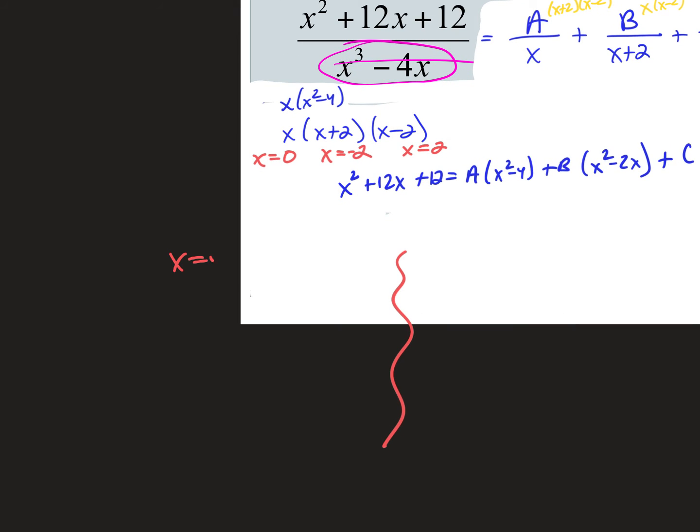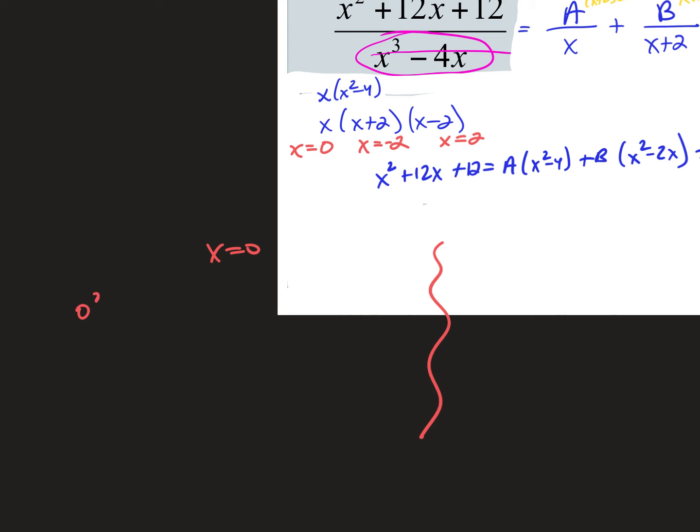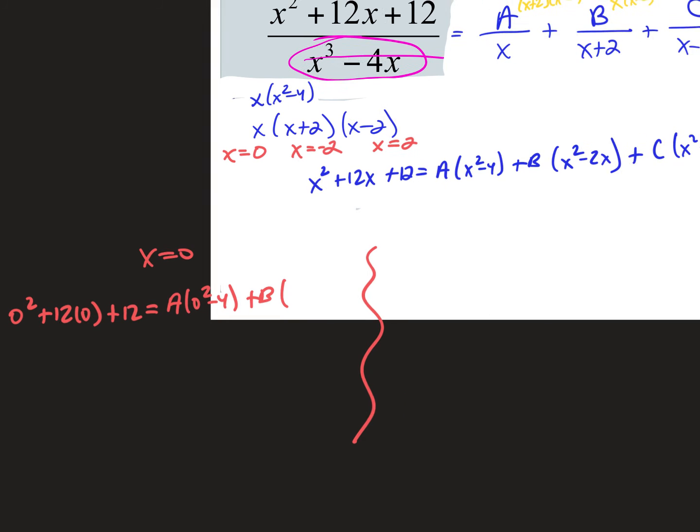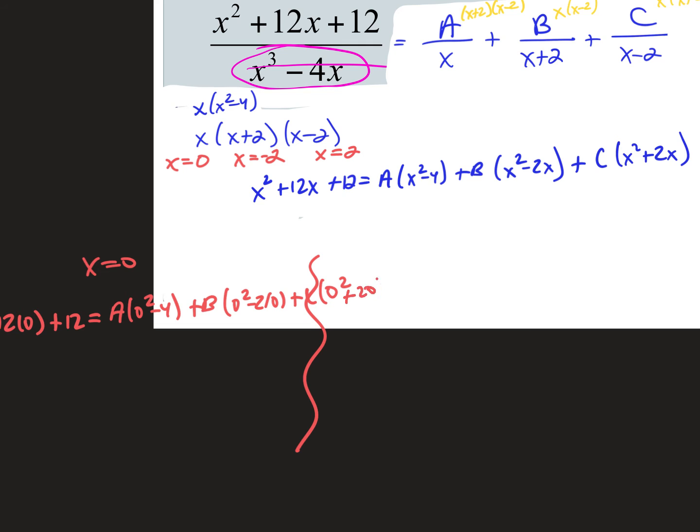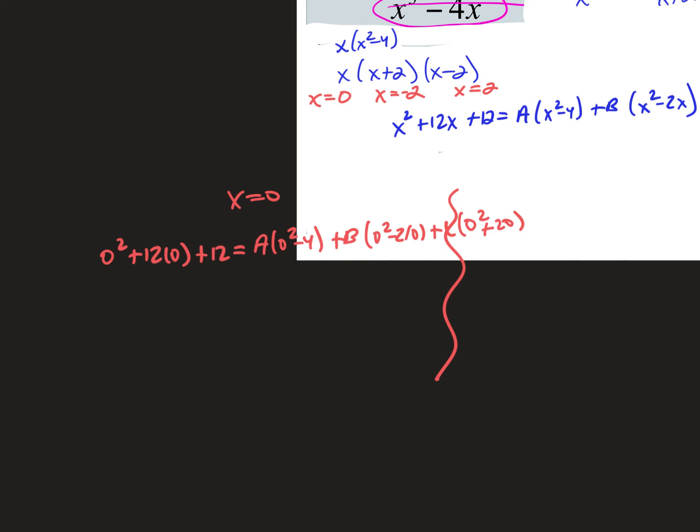So over here I'm going to do x equals 0. So 0 squared plus 12 times 0 plus 12 equals A times 0 squared minus 4 plus B times 0 squared minus 2 times 0, right? Plus C times 0 squared plus 2 times 0. So 0 squared is 0. 12 times 0 is 0. Then I have 12 equals.